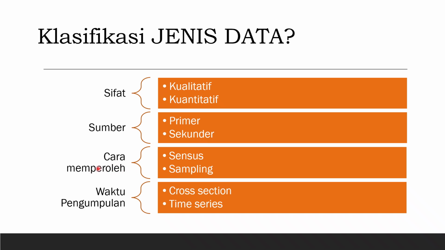And based on the way you collect the data, we can have two types of method. The first one is called census, the second one is sampling. What is the difference between these two? In sampling, you take a small part of your population to be representative as samples, while in census, you evaluate or observe all members of your population.